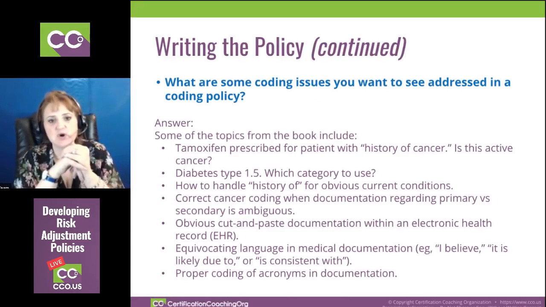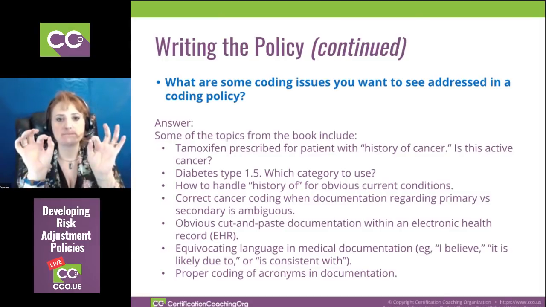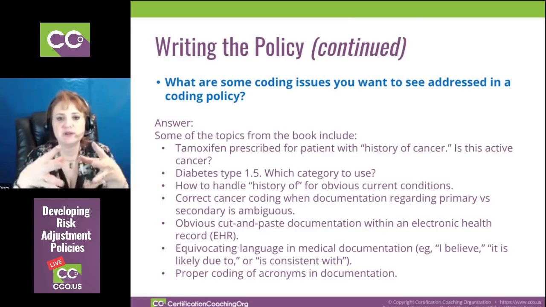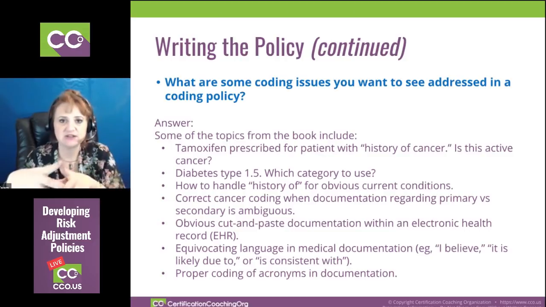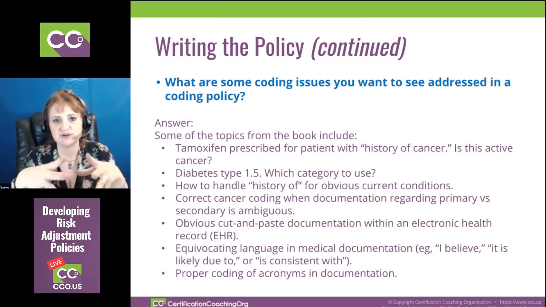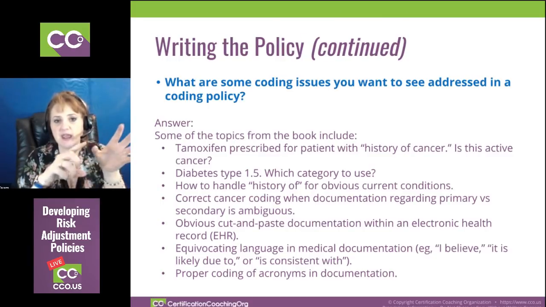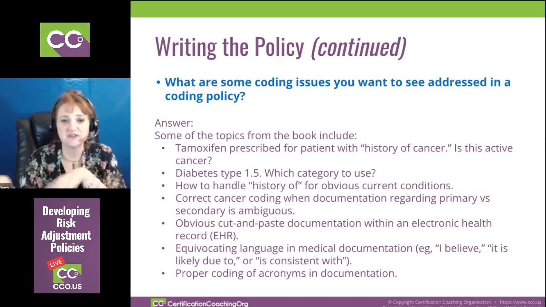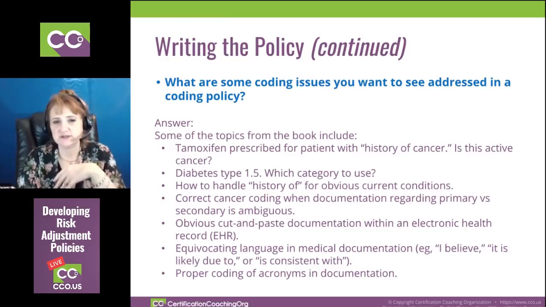Next, you have to ask yourself, what are some coding issues you want to see addressed in your coding policy? Probably one of the biggest ones that happens with risk adjustment is, what do we do with tamoxifen in a history of breast cancer? Tamoxifen is a medication that's given to a breast cancer patient after they've finished their regular treatment. They may have had a mastectomy or not, but they're no longer taking chemo, but they will put you on tamoxifen for 5 years, because they found that if you do that, you're less likely to have a recurrence of breast cancer.